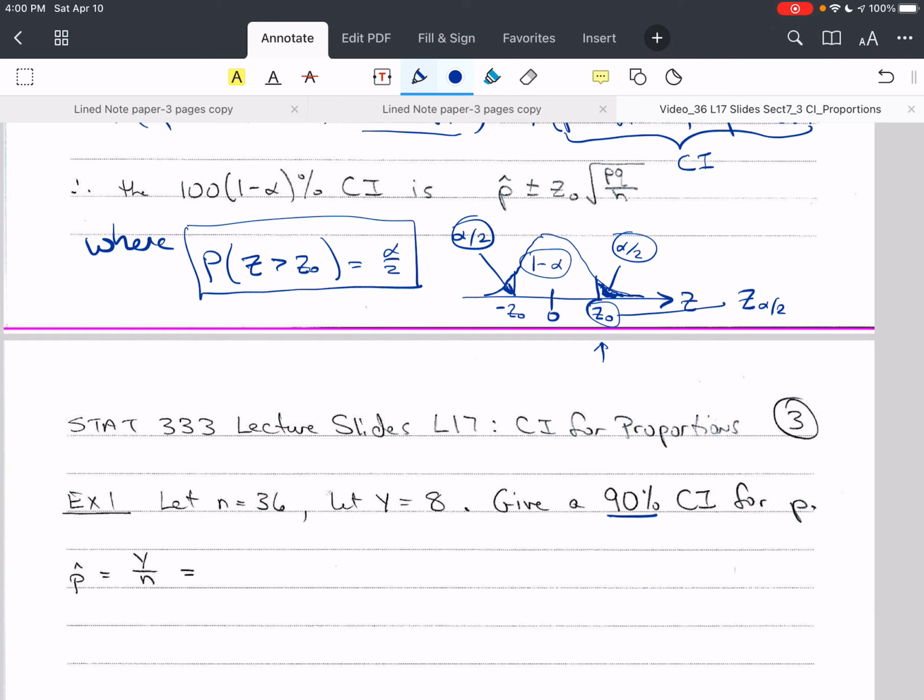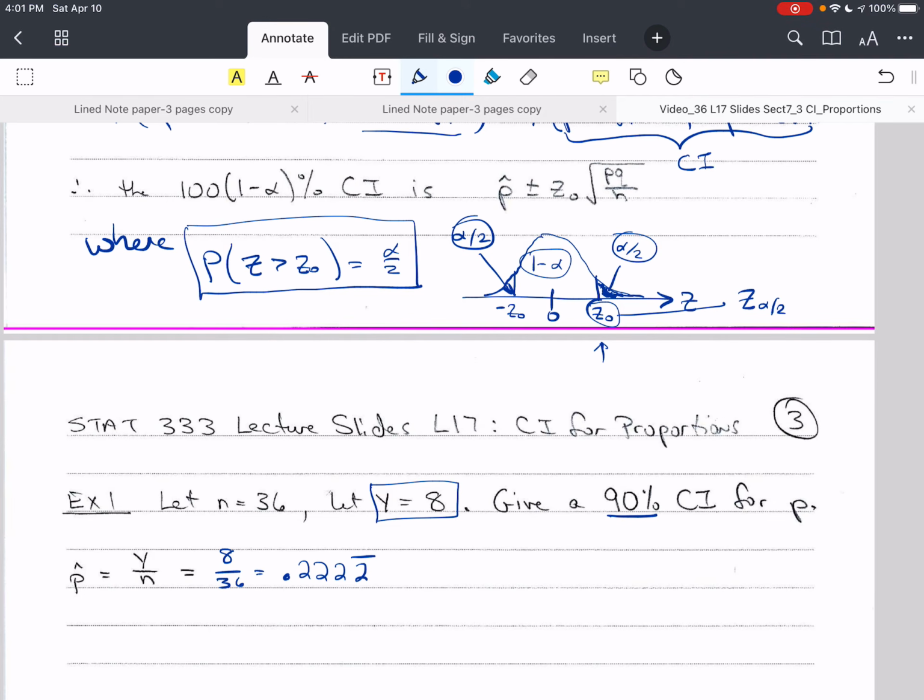So you could be given a data set. In fact, some of the homework problems may have a data set and you have to count what y is. Here I've given us y. So p hat is going to be 8 over 36, which if you divide both by 4, you get 2/9, and that is 0.222, and it just keeps going.